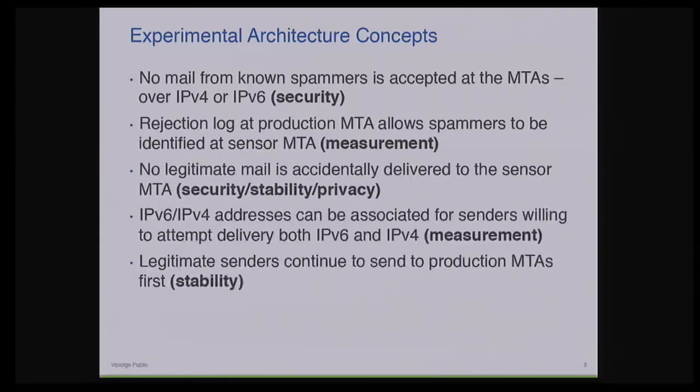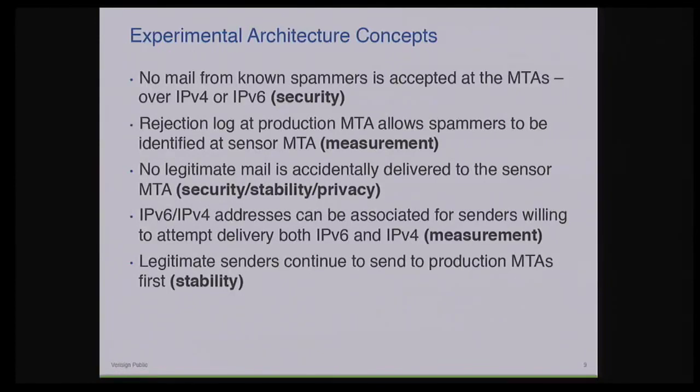And then, of course, because you have dual stack connectivity, the senders have the opportunity to send to both IPv4 and IPv6 and detect that connectivity at the sensor MTA. And then, of course, legitimate senders who are not blacklisted are going to try the primary MTA first. They won't even know that something is different about your architecture. And in the worst case, where there is some type of connectivity problem, they'll just get rejected at the other one, so you don't have this delivery attempt.